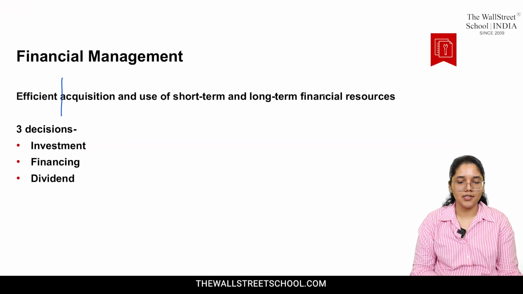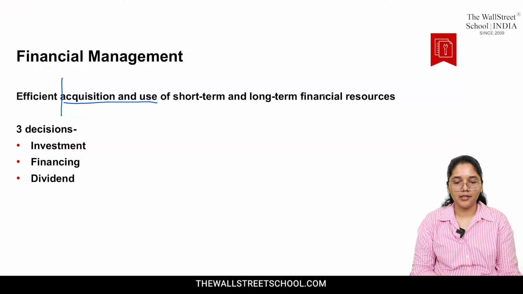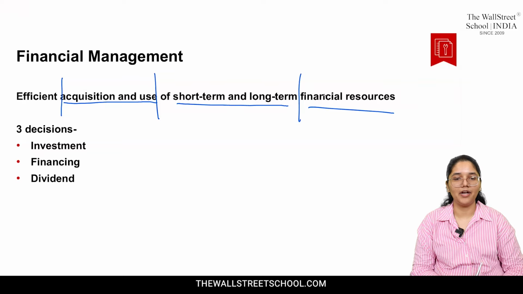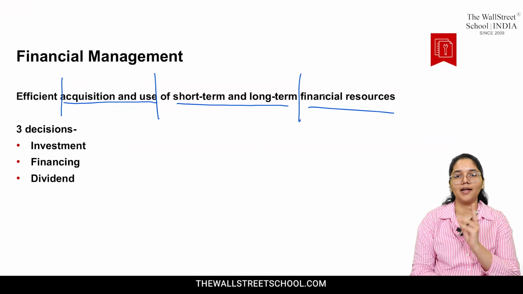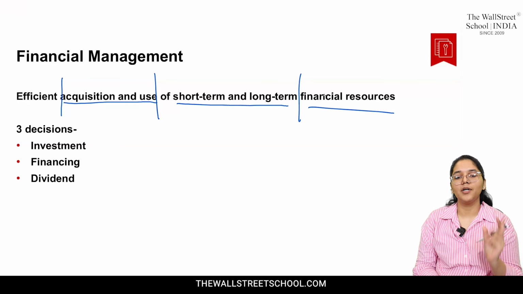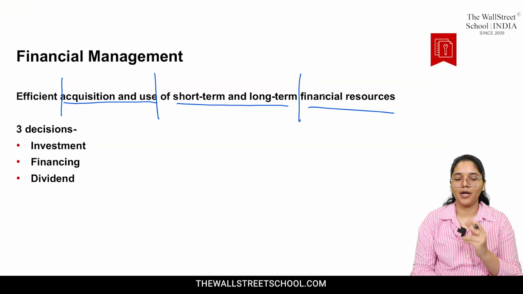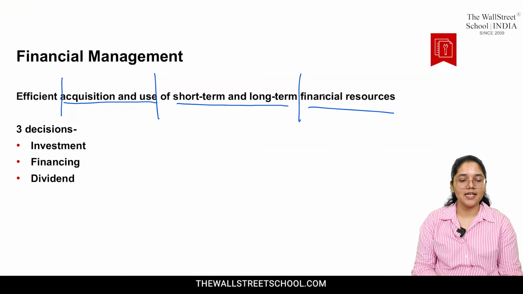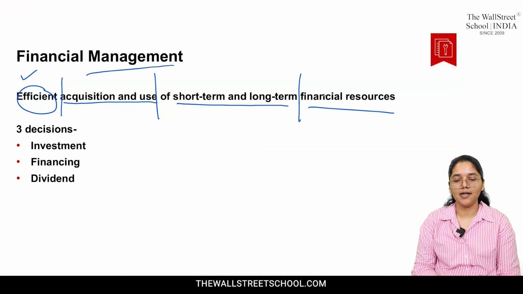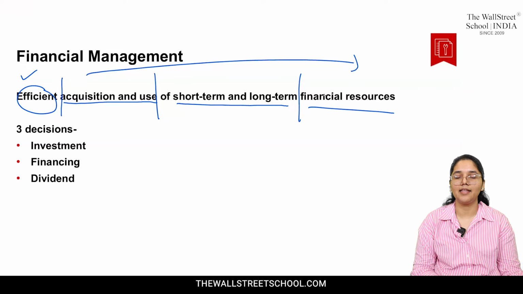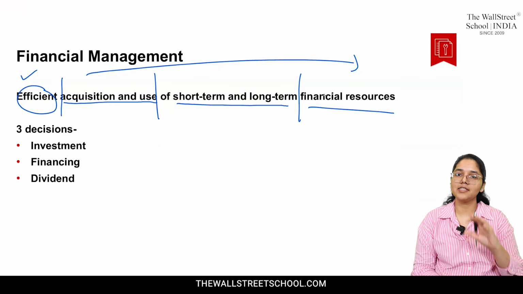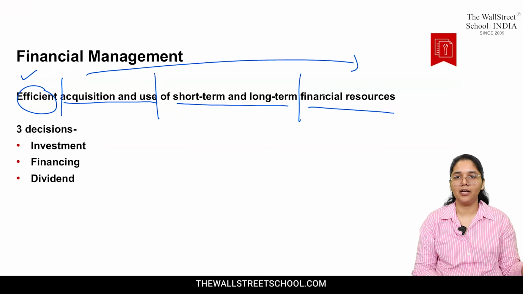So I will break it down into this. First word is efficient. Then you talk about acquisition and use of what? Short term and long term, something which is a financial resource. So these are the breakdowns of these definitions. Let's talk about the terminologies one by one. So first word says efficient. Okay, we'll first understand what the definition entirely is, and then we will say that all of this we will be doing efficiently. This is the meaning of FM.